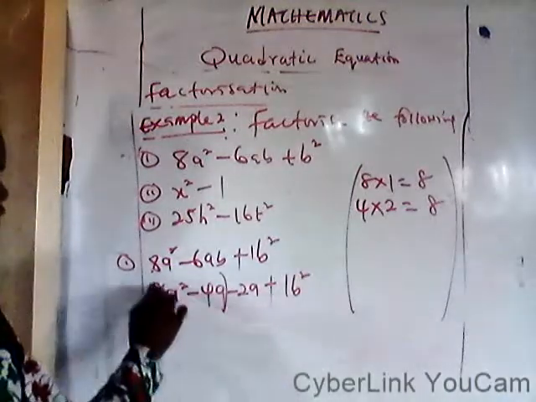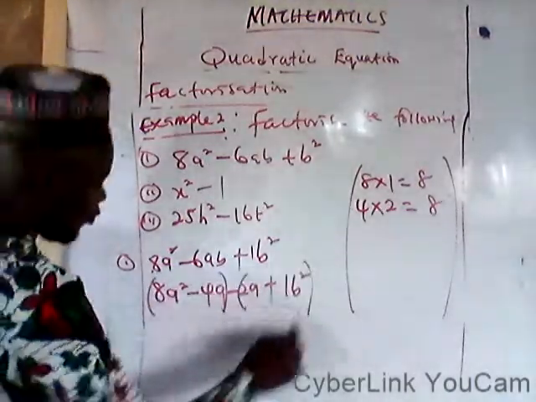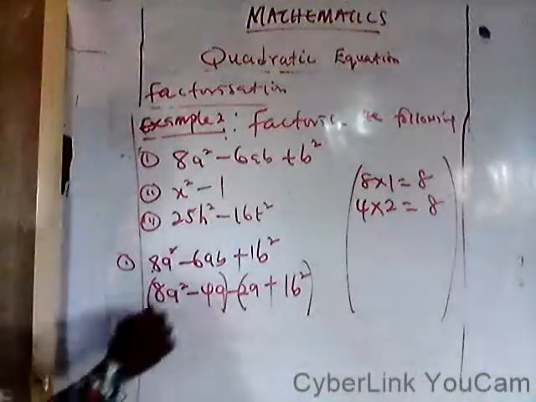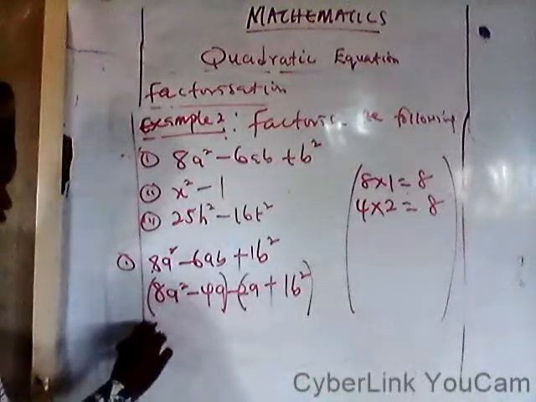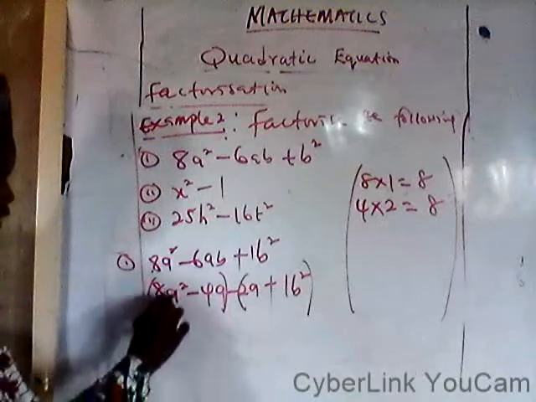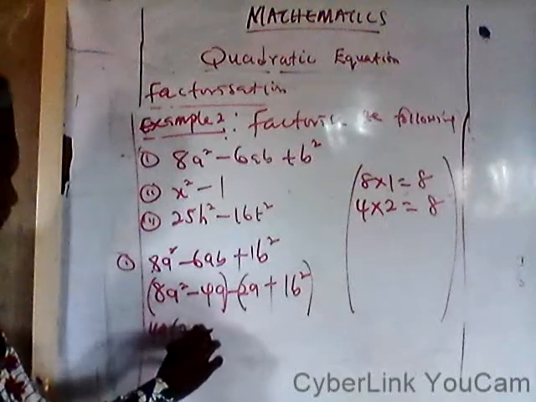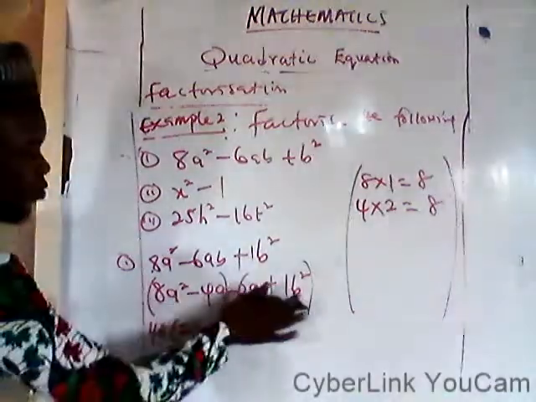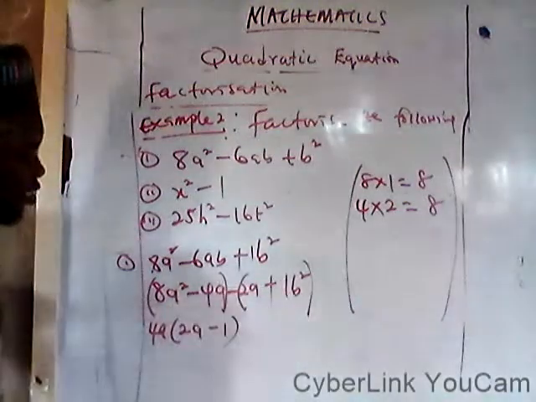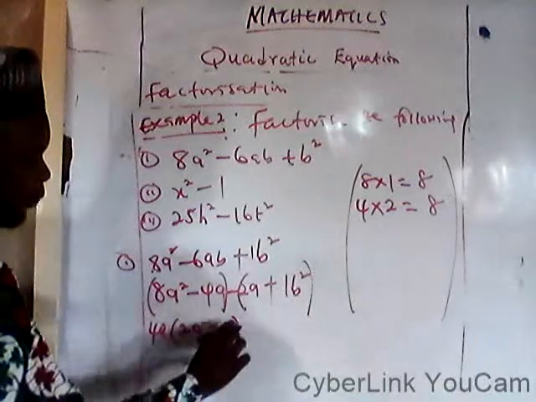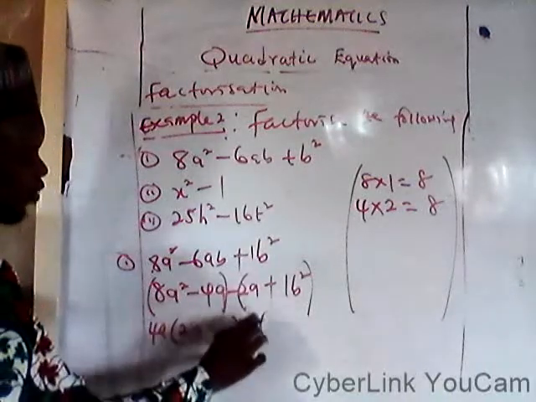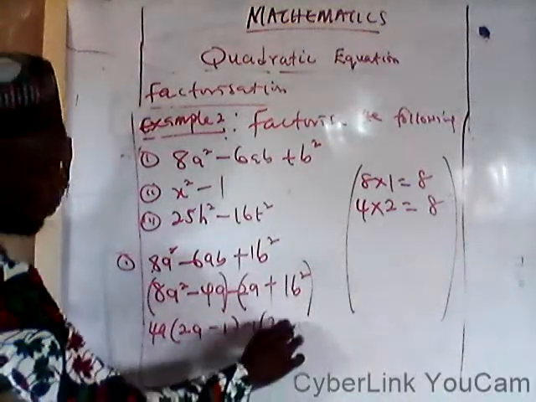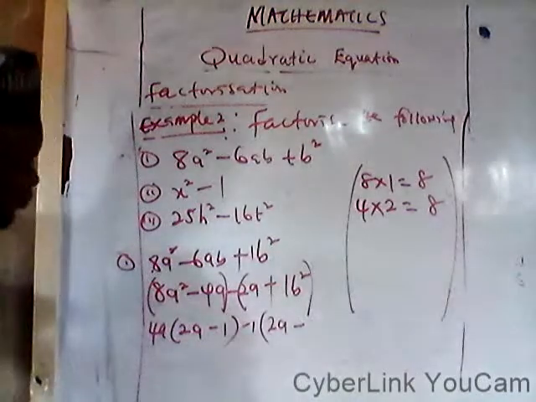You now group them into 2, 2. So what is common here? From here, you can see that 4a is common. So you are going to have 2a minus 1. That's clear. What is common here is just minus 1. So what are you going to have? You have 2a minus what?